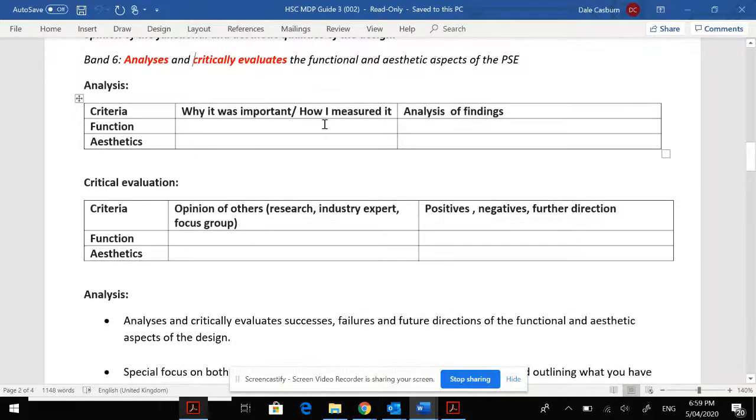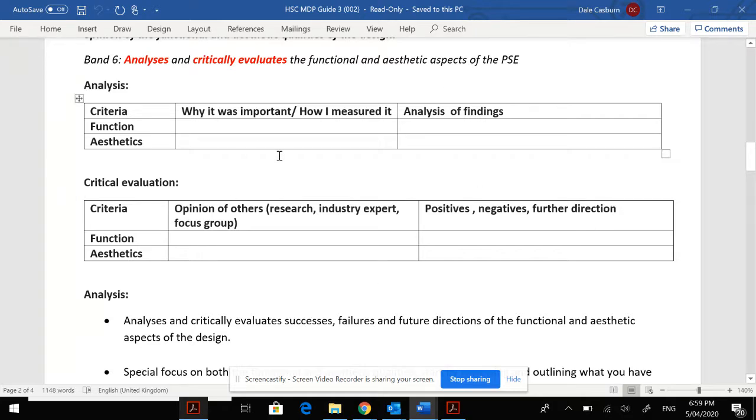There's heaps of ways you can set it out. So if you're looking at the criteria, the function and aesthetics, these can be broken into a lot more different things, but let's keep it pretty basic here. Why it was important, how it was measured, the analysis of findings. Or how it was measured, critical evaluation, so what the criteria was, the opinion of others, positives, negatives, further direction.